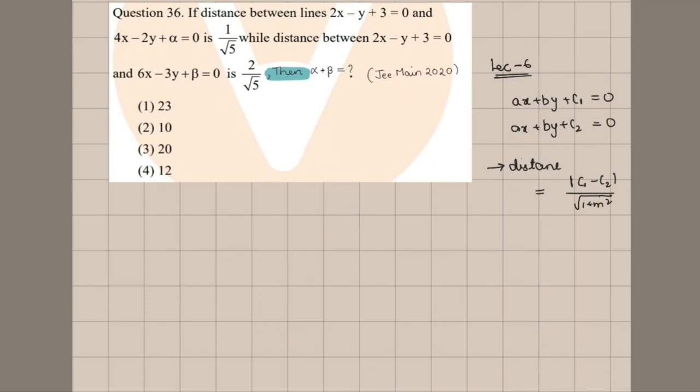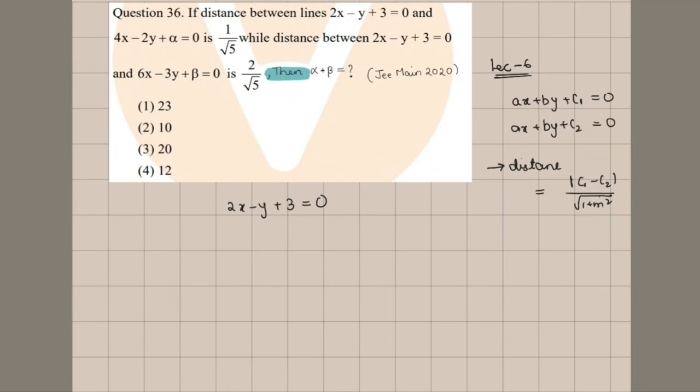We have seen in lecture 6 that distance equals mod of c1 minus c2 by root over 1 plus m square. Here they have given two parallel lines, 2x minus y plus 3 and 4x minus 2y plus alpha equal to 0. By seeing the equations, you may confuse that these two are not parallel because the coefficients of x and y are not the same, but the slopes are equal. The slope of this line is 2, the slope of this line is also 2, so these two are parallel.